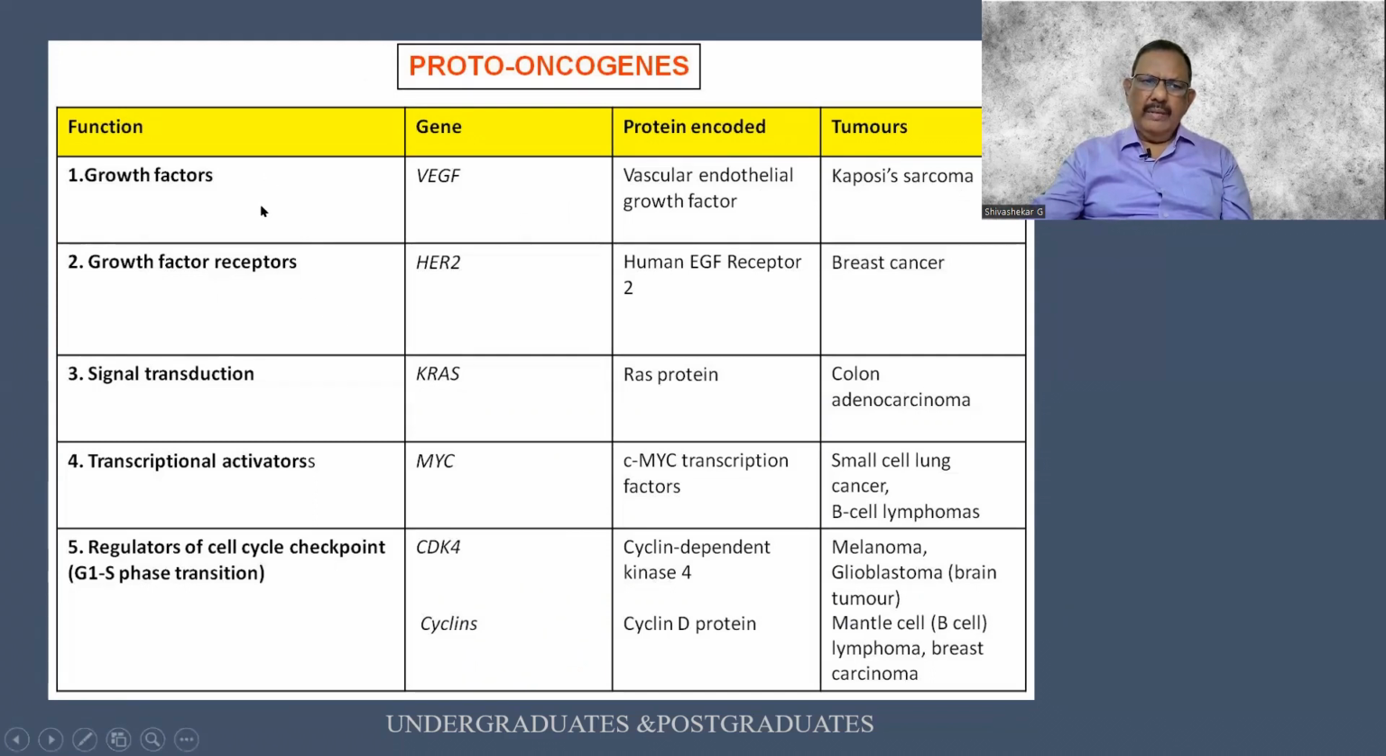So there can be a change in the growth factor, signal transcription, or regulation, etc., which can lead to a plethora of tumors given in the last column. And this is the protein which is being coded for. Please read this table again.